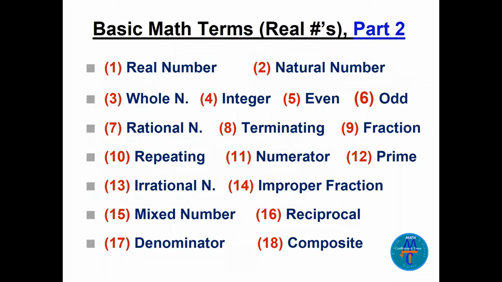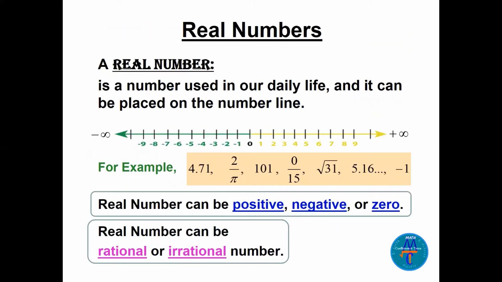So let's see, I have mentioned here in this video about 18 words or terms of vocabulary in math related to real numbers. So this is part 2. You can read over and see real number, natural number, whole number, what is a rational number, a fraction, irrational, improper fraction, reciprocal. You can pause it and read. Let's go quickly and start defining.